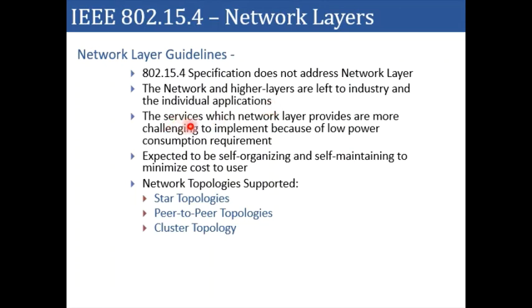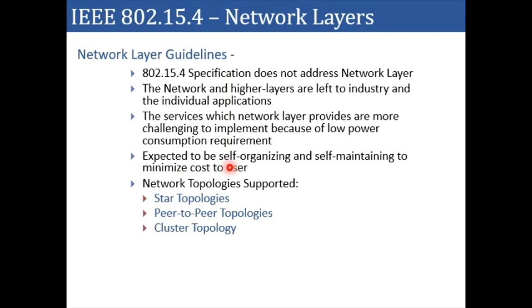Why? Because the services which the network layer provides are more challenging to implement, because the power consumed by those applications is high, while in case of wireless sensor networks, the low power consumption requirement is the priority. So that's why 802.15.4 only talks about the data link layer and the physical layer, and the rest of the layers are left open to the service providers.